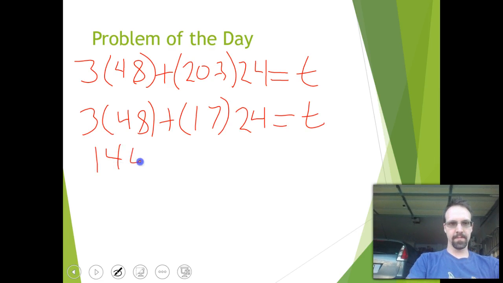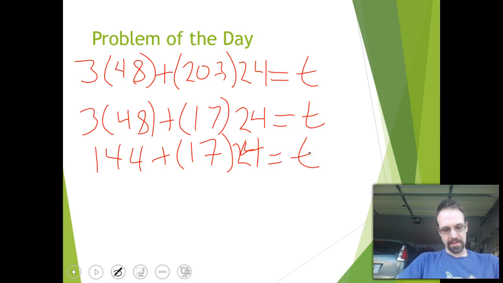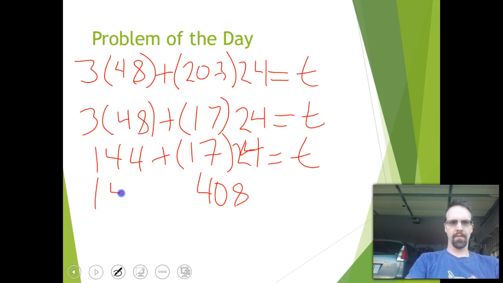Bring down everything else. Plus 17 times 24. It's T. Now I do 17 times 24. 17 times 24 is equal to 408. Bring down everything else. So I have 144 plus 408 equals T.